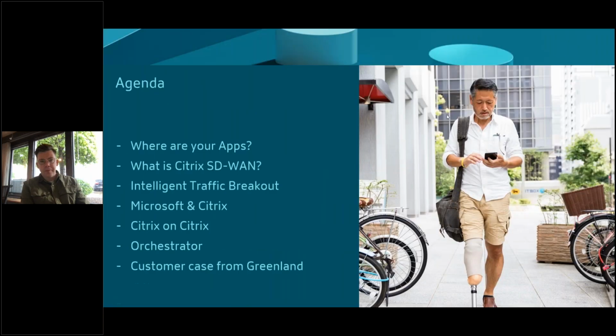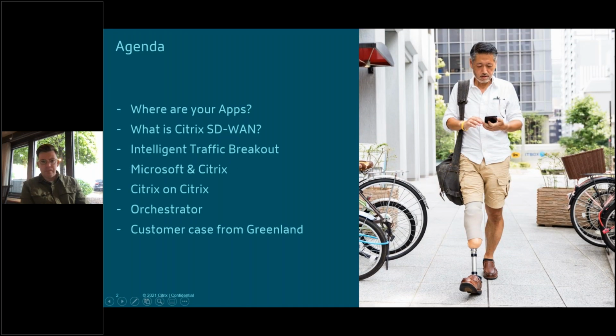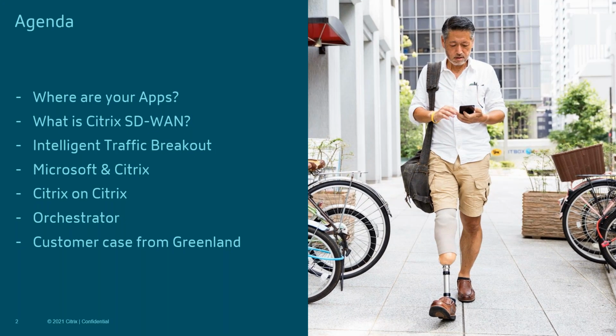So if we look at the agenda, this is what we're going to be covering today. First, we will take a look at where the applications are that we consume today. This is the driver for moving into the SD-WAN solution. Then we will do a quick basic introduction on what Citrix SD-WAN is and what benefits we have compared to our competition. One of the important things that you want to achieve with SD-WAN is being able to do an intelligent traffic breakout. So we will take a look at what that means.